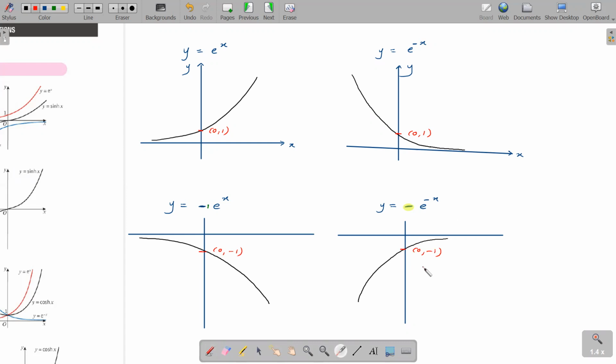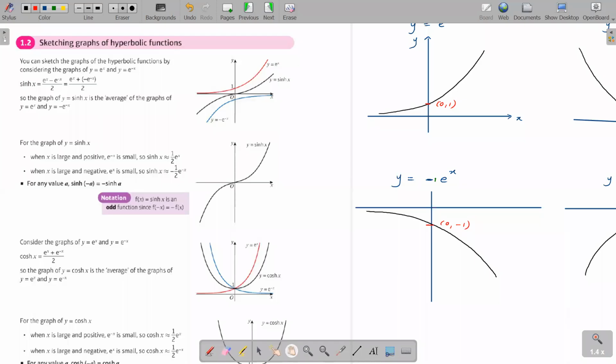Okay, the same graph 0, minus 1, but it's flipped over. So these are the four graphs. These are our four basic graphs, and we are going to use combinations of these graphs to define a hyperbolic function. That's one way of doing it. So let's see how it's done.